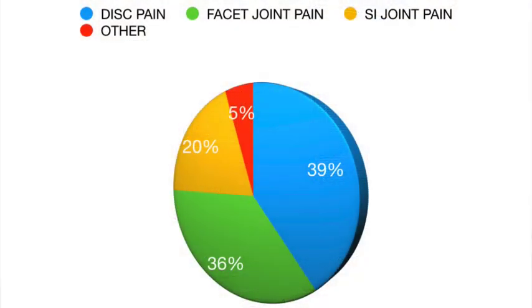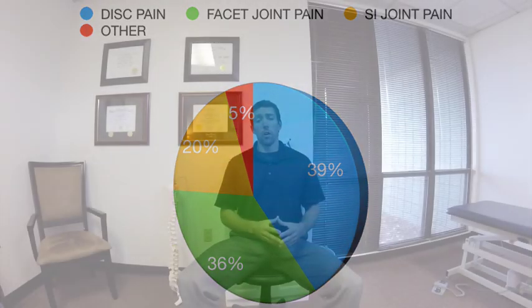But if you look at the literature as a whole, and we're talking about chronic lower back pain here, around 20% of people with chronic lower back pain, the pain is related to the SI joint. Around 36% of people with chronic lower back pain have pain that's related to the facet joint, and around 39% of people with chronic lower back pain have pain that can be blamed on the disc. Okay? So non-specific lower back pain is really not non-specific.